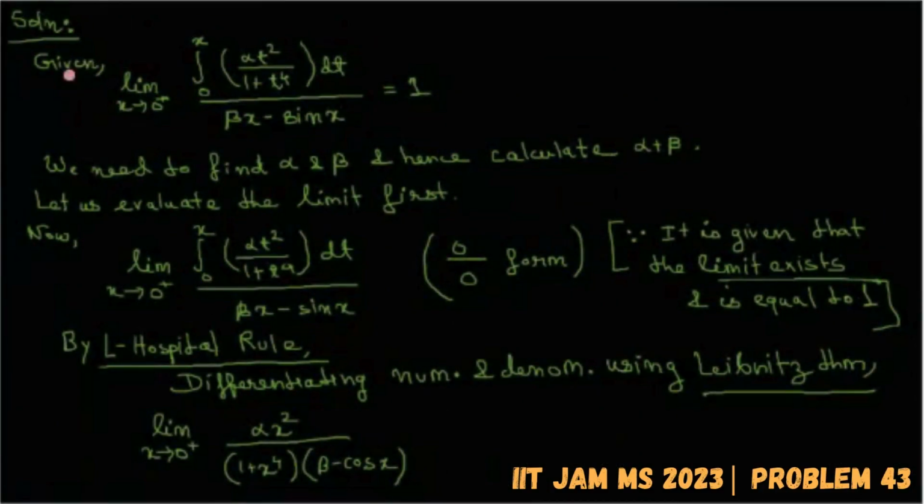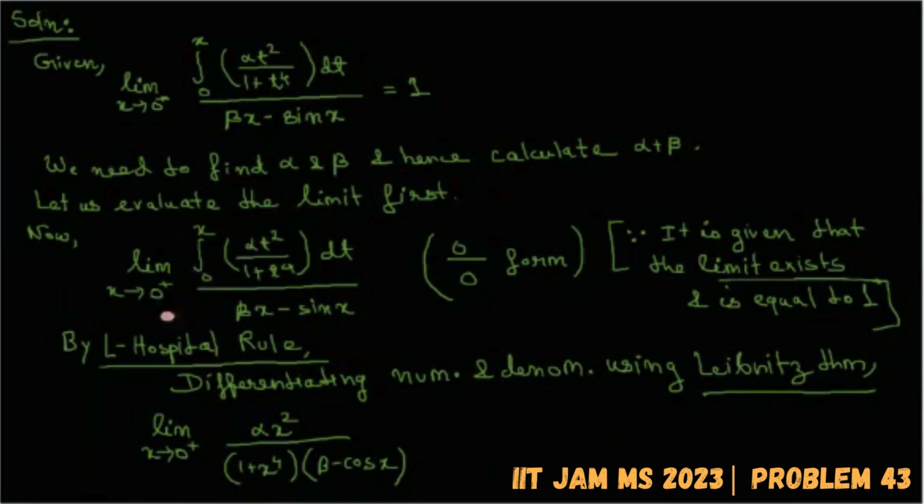Let us proceed to the solution part. We are given this limit as x tends to 0 plus of the integral from 0 to x of alpha t square by 1 plus t to the power 4 dt. In the denominator, it is beta x minus sin x, and this limit is equal to 1. So we need to find alpha and beta, and hence calculate alpha plus beta. Here we will use the indeterminate form, and hence we will apply the L'Hopital rule.